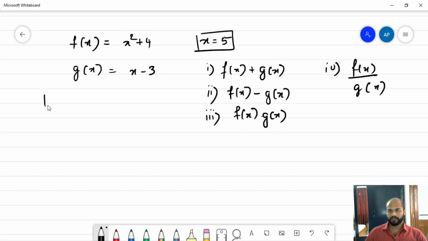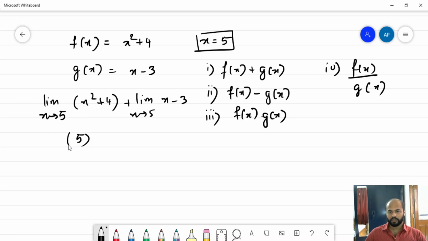So obviously the first one is going to be limit x tending to 5 x square plus 4 plus limit x tending to 5 x minus 3. So all that we have to do is put the value of 5 in this value of x. So it's going to be 5 square plus 4 plus 5 minus 3. So this is going to be 25 plus 4, 29, 29 plus 2. It's going to be 31. So the value of the first limit is going to be 31.